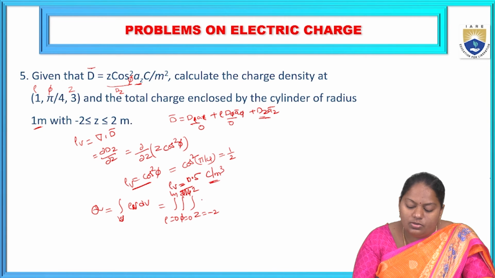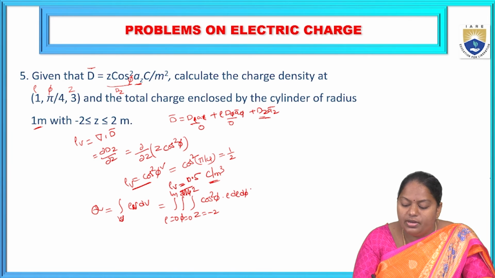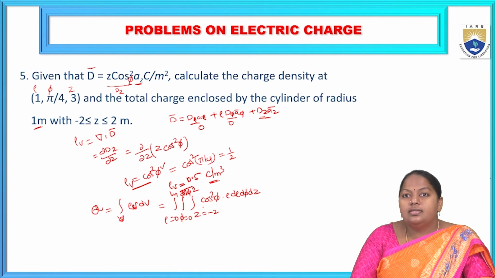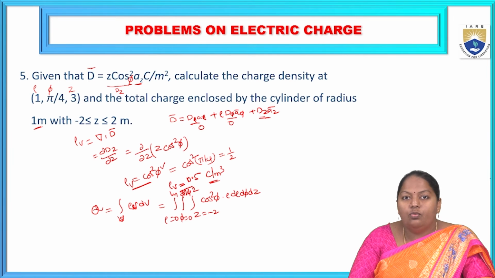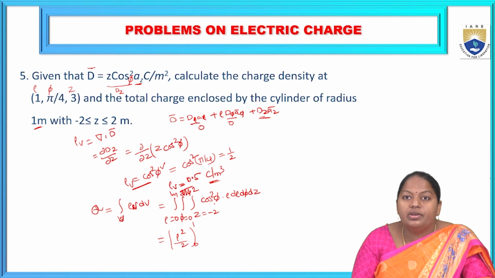Then rho v is to be substituted over here, cos square phi, into dv, which means rho d rho d phi dz, the formula for the cylindrical coordinate system differential volume. Then which is equal to, now if you integrate rho, rho square by 2, limits are 0 to 1 meter. Then cos square phi can be written as (1 plus cos 2 phi) by 2. If you integrate this, we get phi plus sine 2 phi.